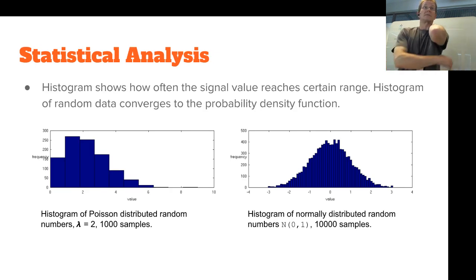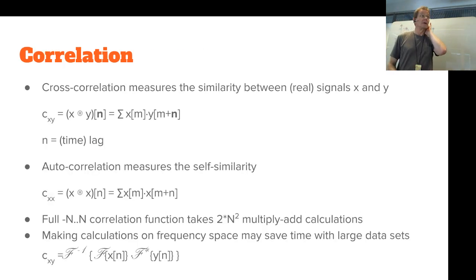Some statistics, on how to do a quick analysis of what kind of distribution the signal has. You just start recording the values and then count how many of those values in a region fit into each of the value boxes. That's how you get there. Normally distributed random numbers, for example, on the right, and on the left the Poisson distributed with 1000 samples. Some statistical analysis. Then a few tools. Correlation.